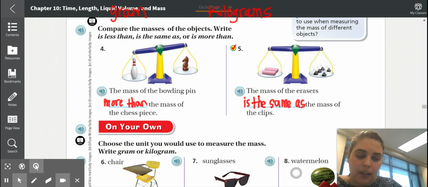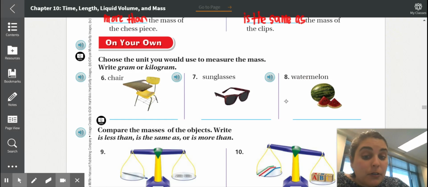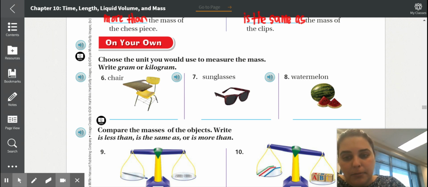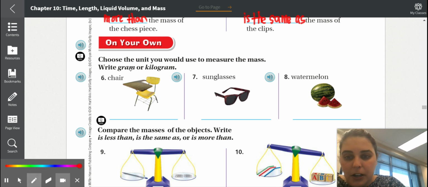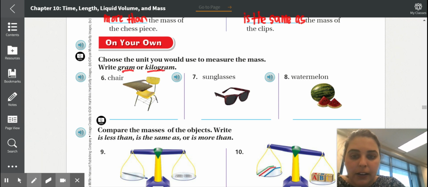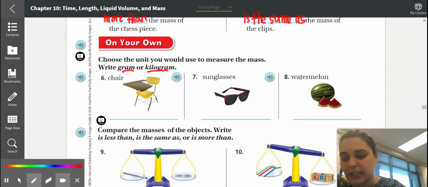Okay? All right, I want you to do these on your own, 6, 7, and 8. Press pause, do these on your own, come back and correct. If you made a mistake, you just change your answers. You are deciding, are you going to use grams or kilograms to measure the chair, the sunglasses, and the watermelon? Okay, press pause, do these on your own, come back and correct.